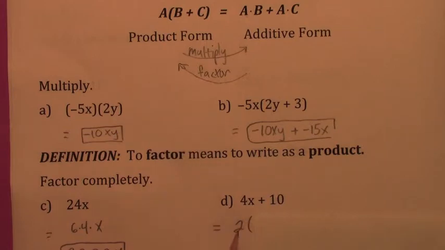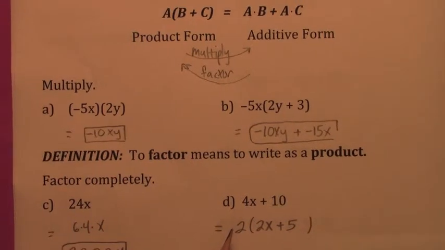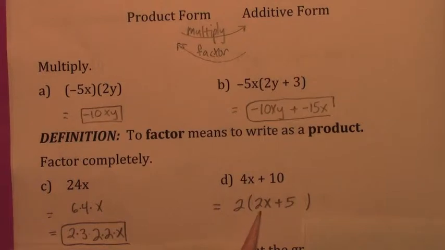Now all you have to ask yourself is, what's left? What do you multiply 2 by to get 4x? What has to go right here? The answer is 2x. You multiply 2 by 2x, that'll give you 4x. Plus, what do you multiply 2 by to get 10? 5. So this would be written in factored form because it's written as a product, you see? 2 times the quantity 2x plus 5. That's how it works. Let's just do a bunch more.